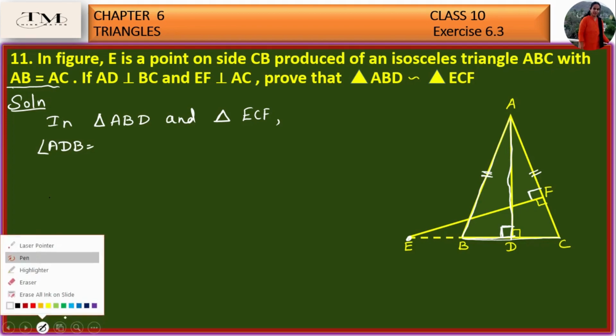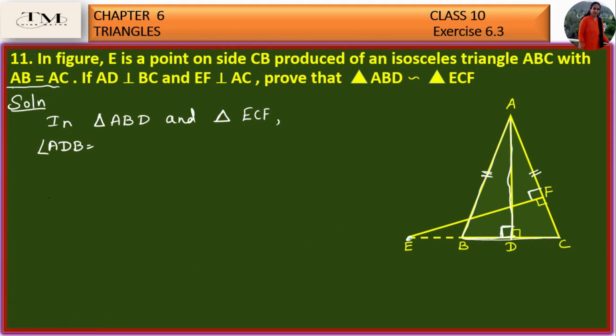What is the other triangle? The other triangle is ECF. So in this triangle, angle F is equal to 90 degrees. So we can write angle EFC is equal to 90 degrees. So these two angles are equal. Both are 90 degrees. So we got one pair.